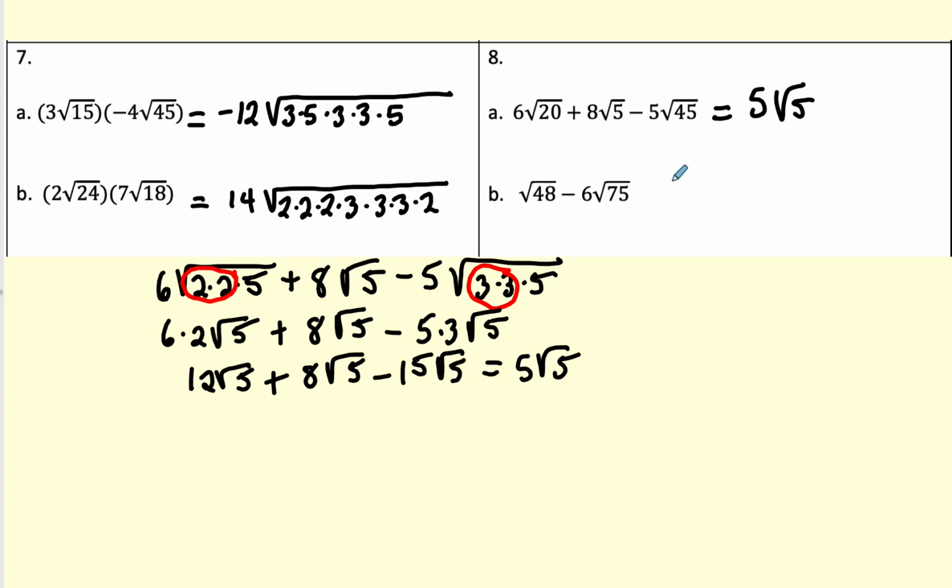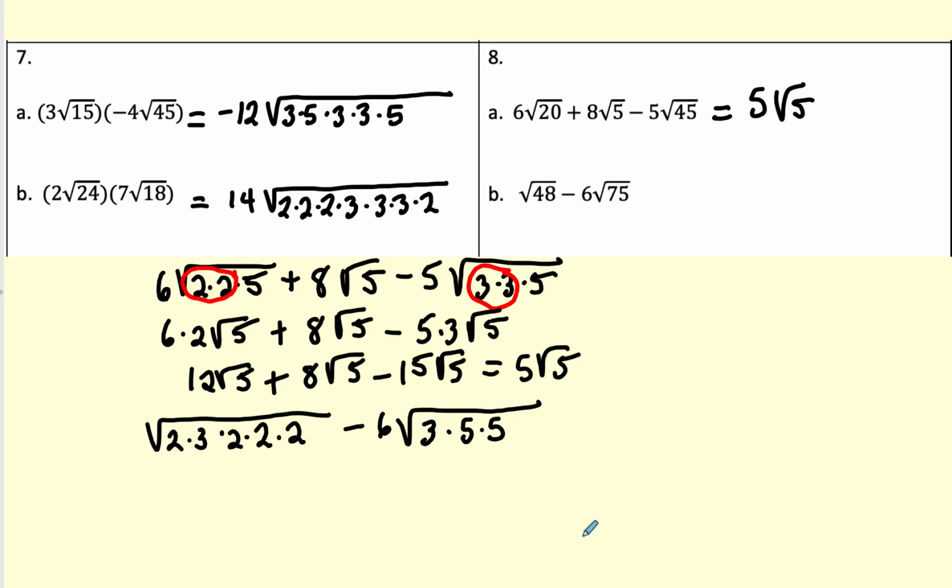Okay, now let's take care of this next one. This is a subtraction problem. The square root of 48 is 6 times 8. 6 is 2 times 3, and then 8 is 2 times 2 times 2. Minus 6 root 75, and then 75 is 3 times 25, so that's 5 times 5.